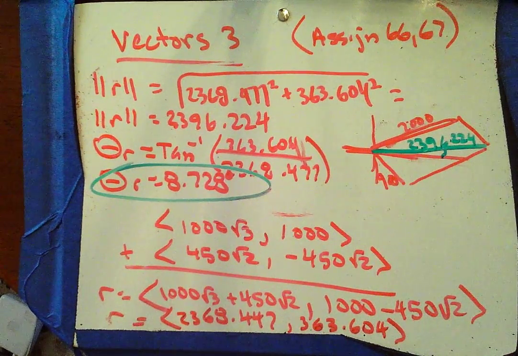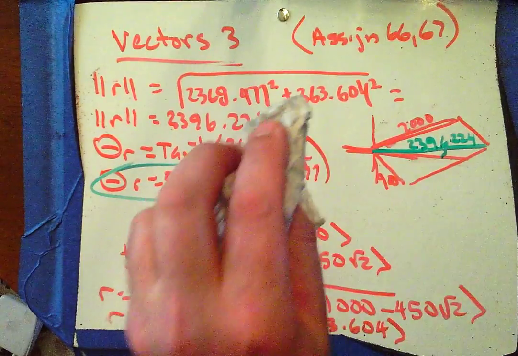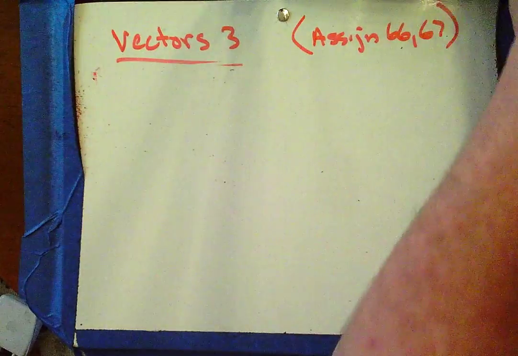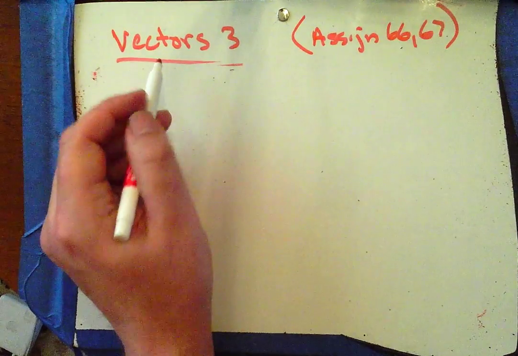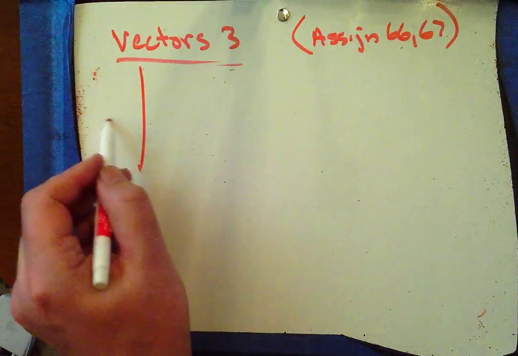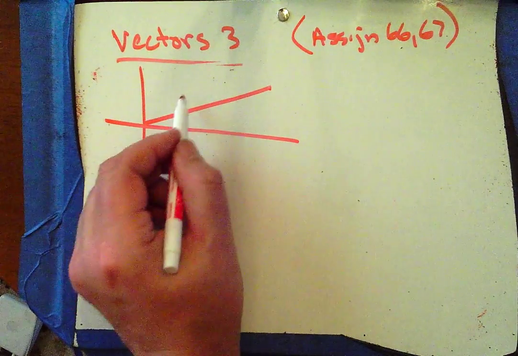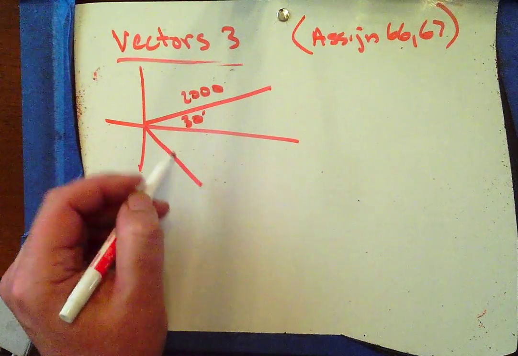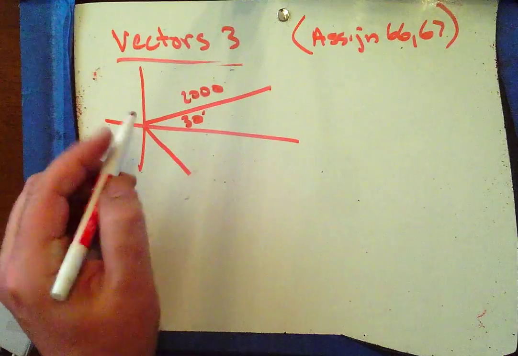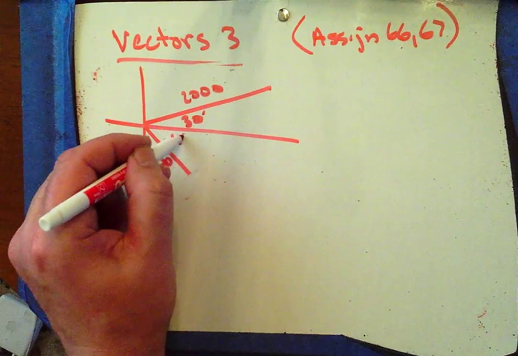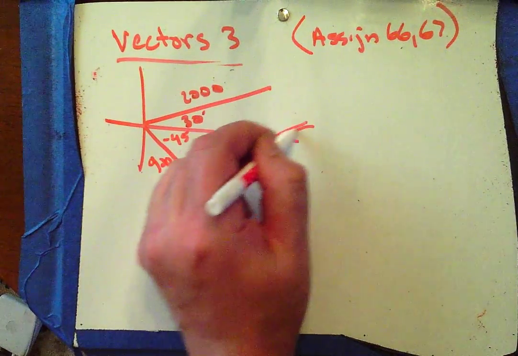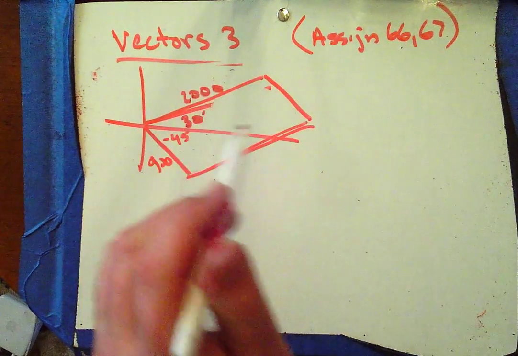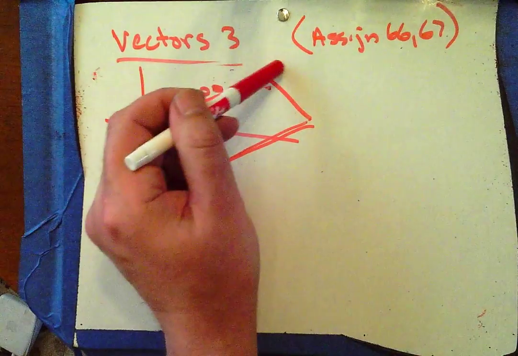Sometimes our book asks us to consider this problem with law of cosines. So let's take a look at this problem with law of cosines and see what you think. Okay, so we had 2000 was the magnitude here, and 30 degrees, and we had negative 45 for 900. And we sketched a resultant vector. We sketched u plus v.